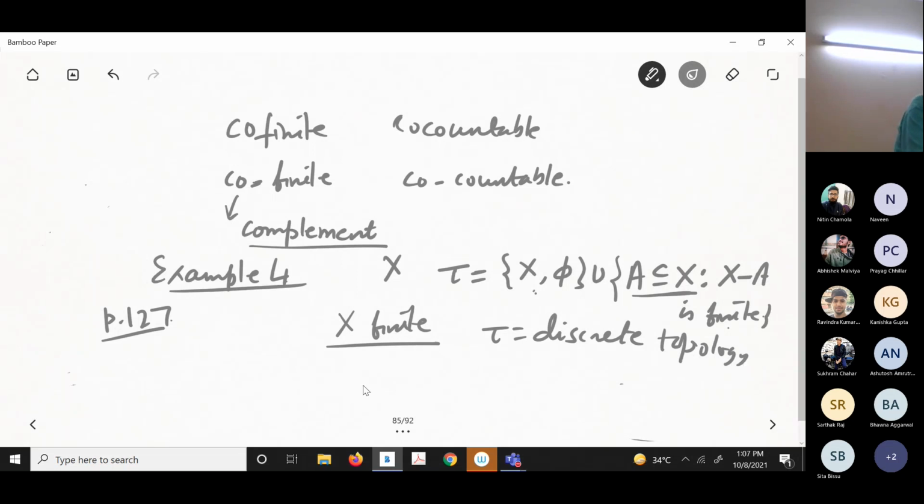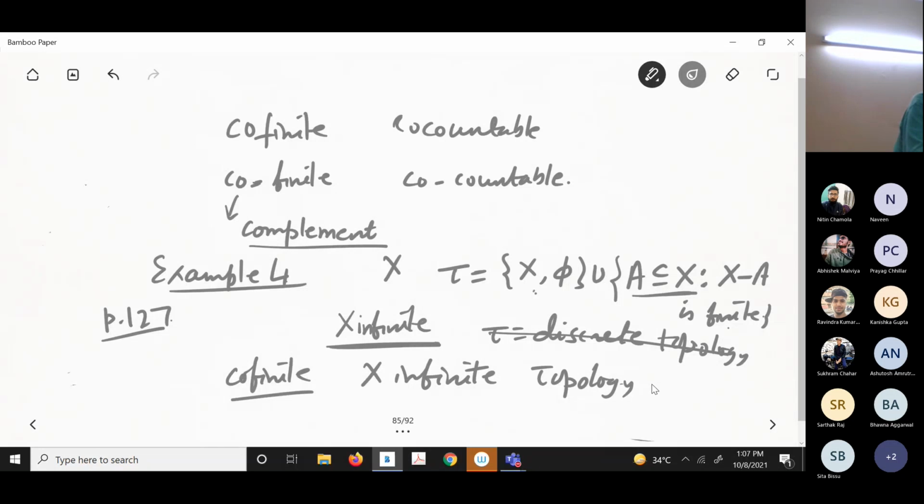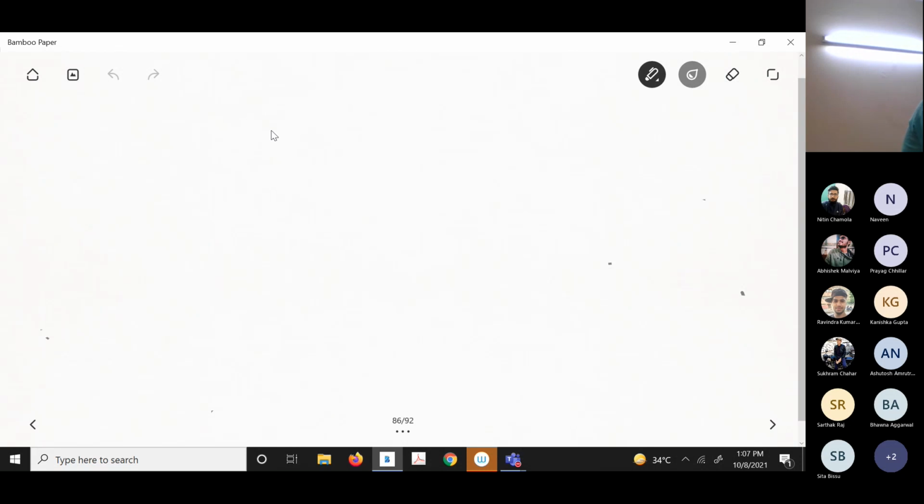Got it? Now, when we consider the cofinite topology, we take X to be infinite, because for finite X it will be the discrete topology. So that the topology won't be discrete. You should check that if X is infinite, then the topology is not discrete. Now, closed sets are defined by complements. Take X infinite, because for finite you know it is the discrete topology, and tau the cofinite topology.